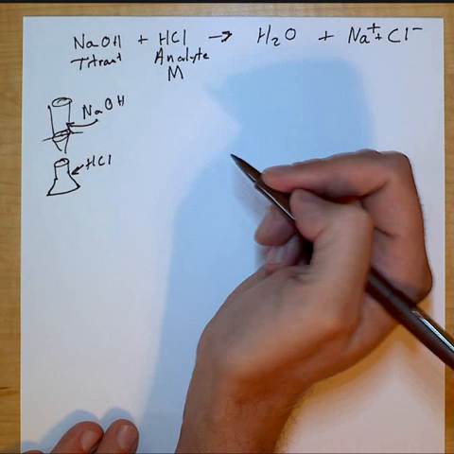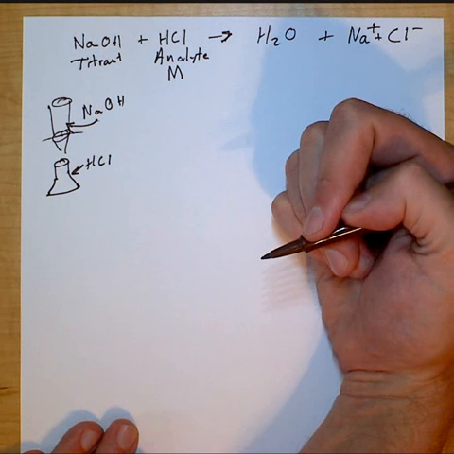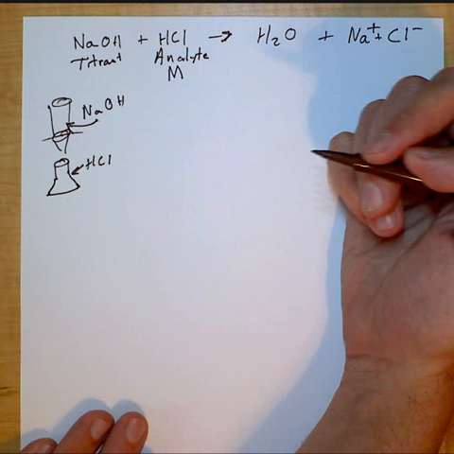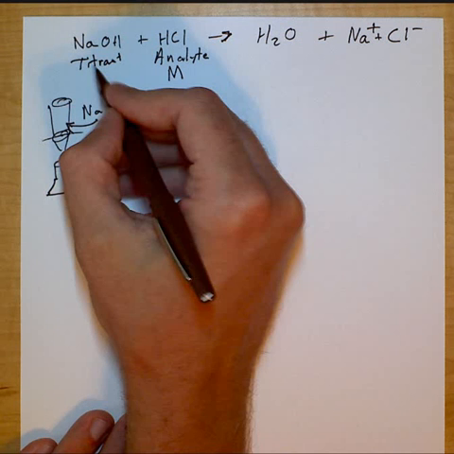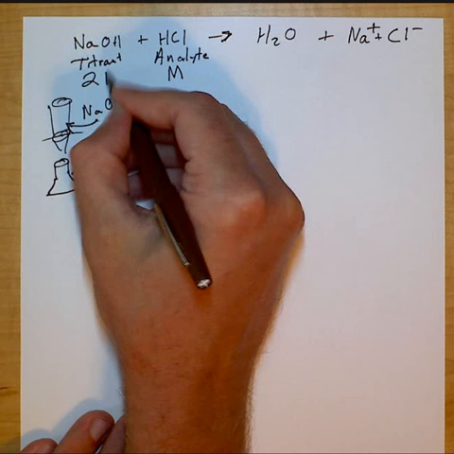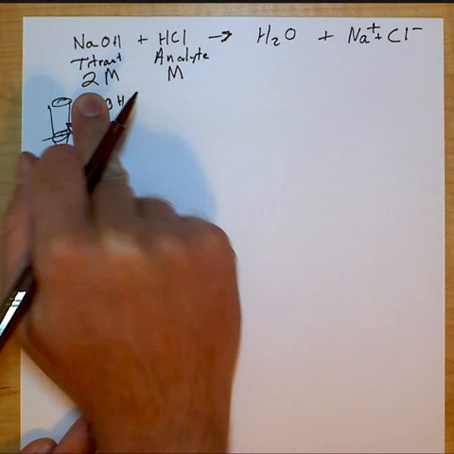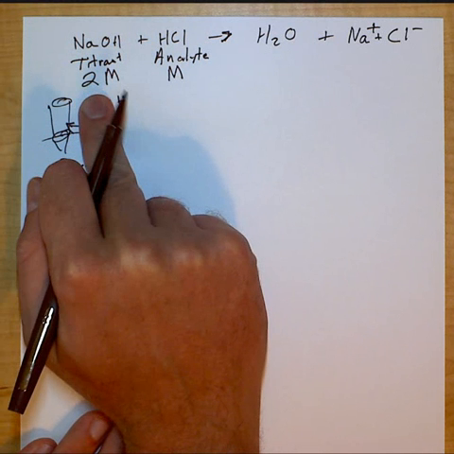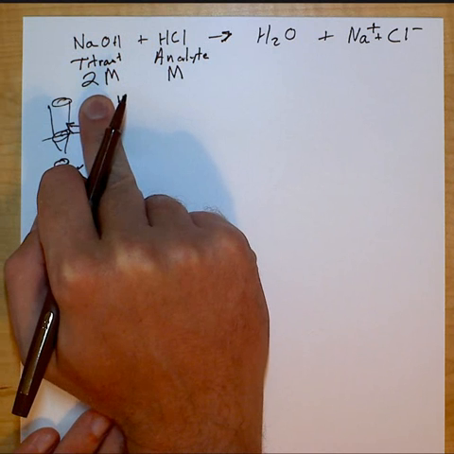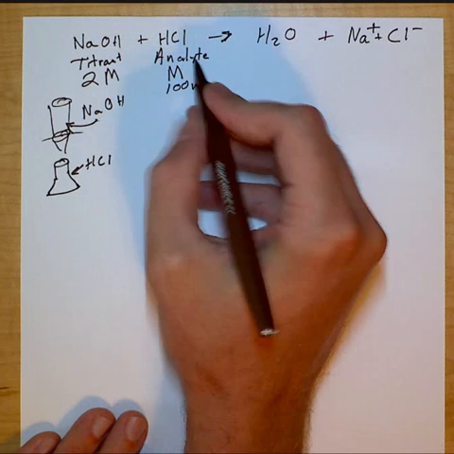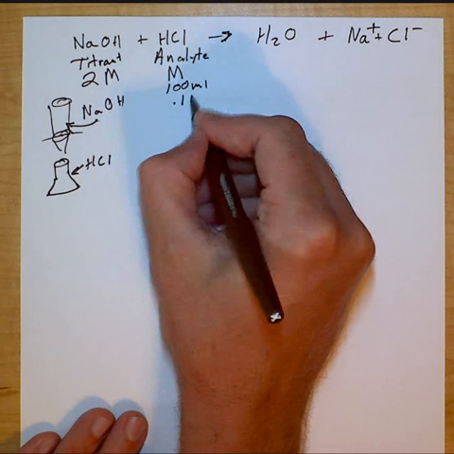I'm going to use some numbers that I made up, from my sample version of this. You all have different titrant concentrations. So I started off with a molarity for my NaOH of 2 molar. You guys range from 1 molar to 0.1 molar. And you had 100 milliliters, or 0.1 liters, of the hydrochloric acid analyte. That is what we had down here in our Erlenmeyer flask.